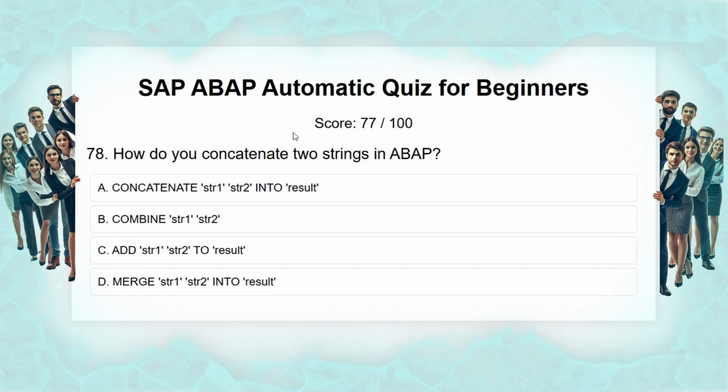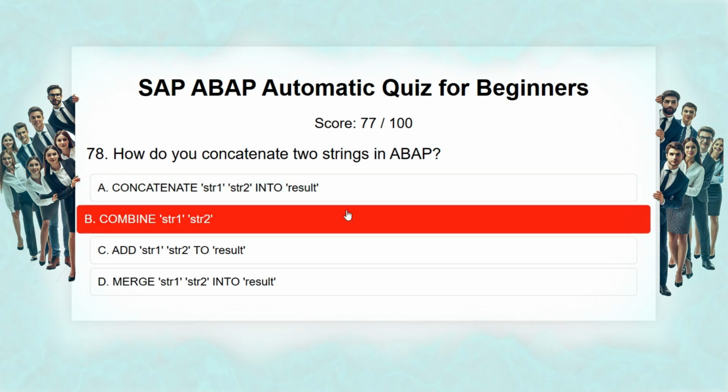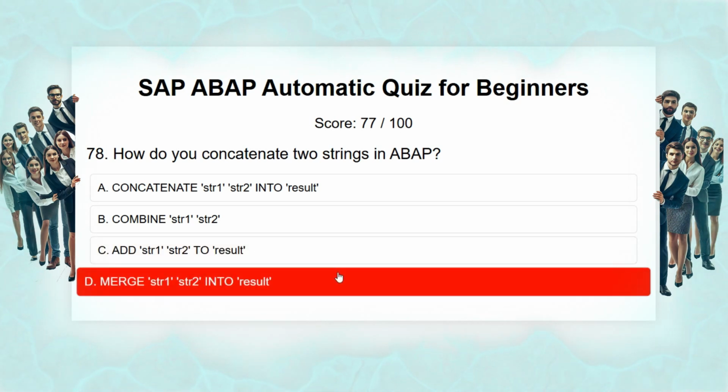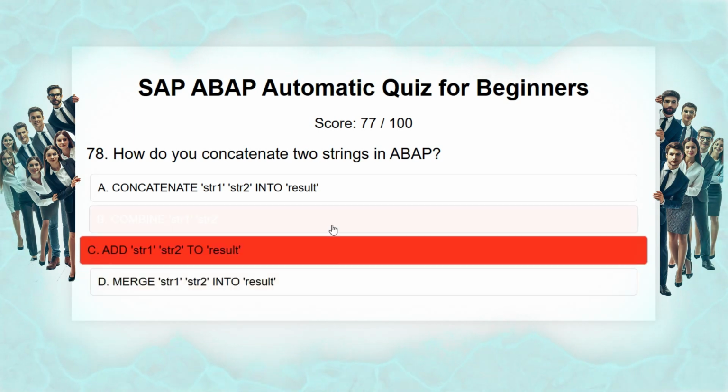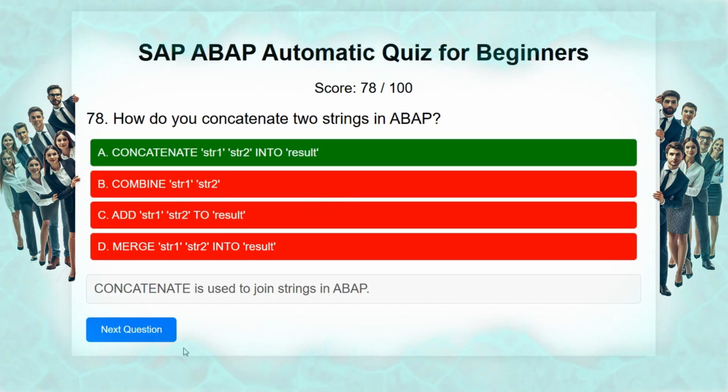78. How do you concatenate two strings in ABAP? A. Concatenate str1 str2 into result. B. Combine str1 str2. C. Add str1 str2 to result. D. Merge str1 str2 into result. Correct answer. Concatenate is used to join strings in ABAP.